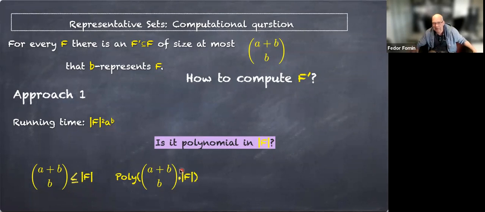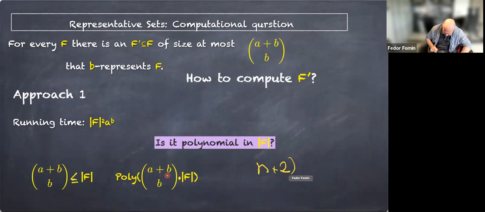But for example, if A here is a small constant, for example, if A is equal to 2, and if b is equal to n over 2, and say F is equal to n to the 5, for example. Then A plus B choose B. This is n plus 2. Let me just write it. So then it's n plus 2. What I'm saying.